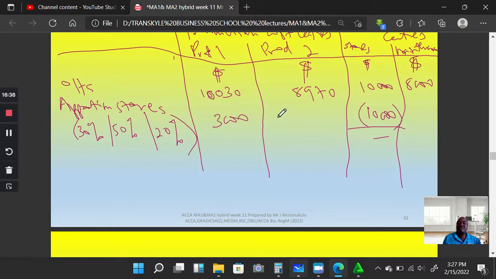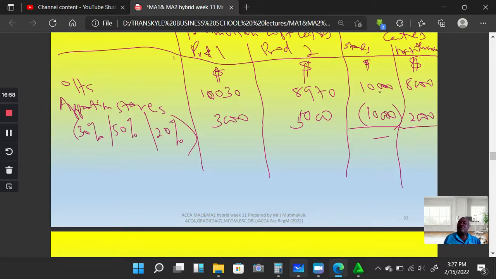50% of 10,000, that's 5,000. And then 20%, that's 2,000. Okay, that's 2,000. So we are going to underline here.